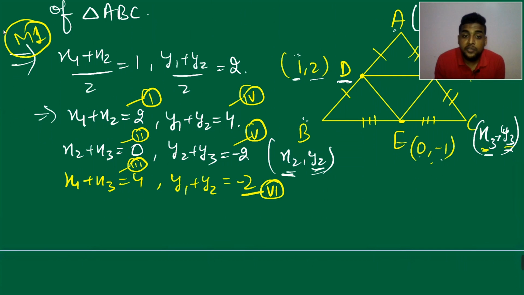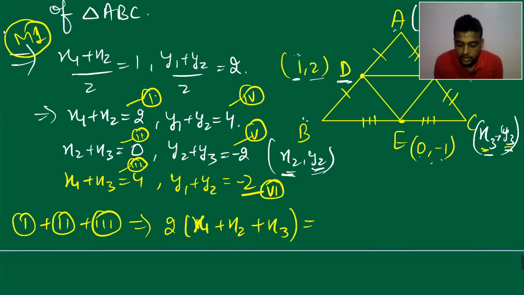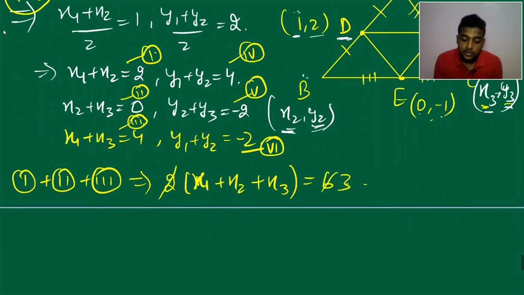Okay, this is a very famous thing. See equations 1, 2, 3. Add 1, 2, 3. Everyone, add 1 plus 2 plus 3. What do we have? We have twice of (x1 plus x2 plus x3) is equal to 6. So from here we can say x1 plus x2 plus x3 is equal to 3.